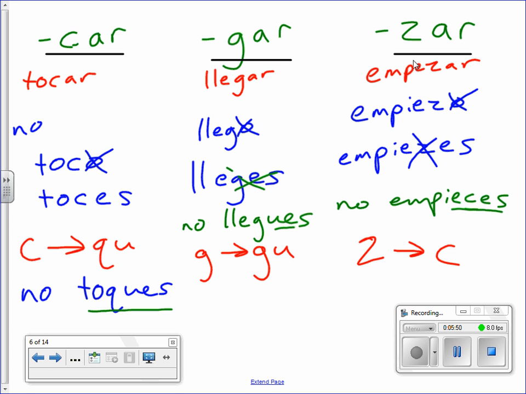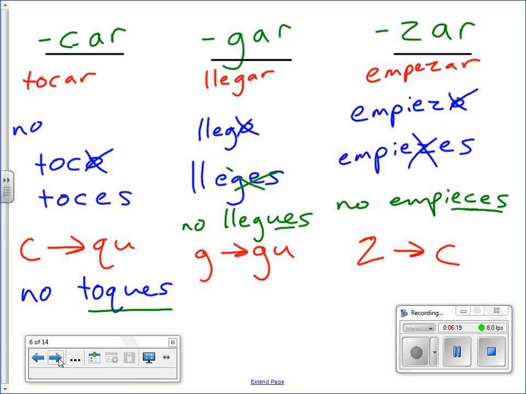Finally, zars, empezar, to begin or to start. I want to tell you guys, don't start yet. Maybe I gave you a prueba or examen. Okay, the yo form, empezar, is a stem changer. Yo empiezo, yo form. Take off the O, second step. Third step, add the opposite ending. Es, no empieces. All right, but it's not spelled correctly with the Z. We changed the Z to a C. No empieces. Don't start. Okay, so our three spelling changes, cars, gars, and zars. C to QU, G to GU, Z to C.